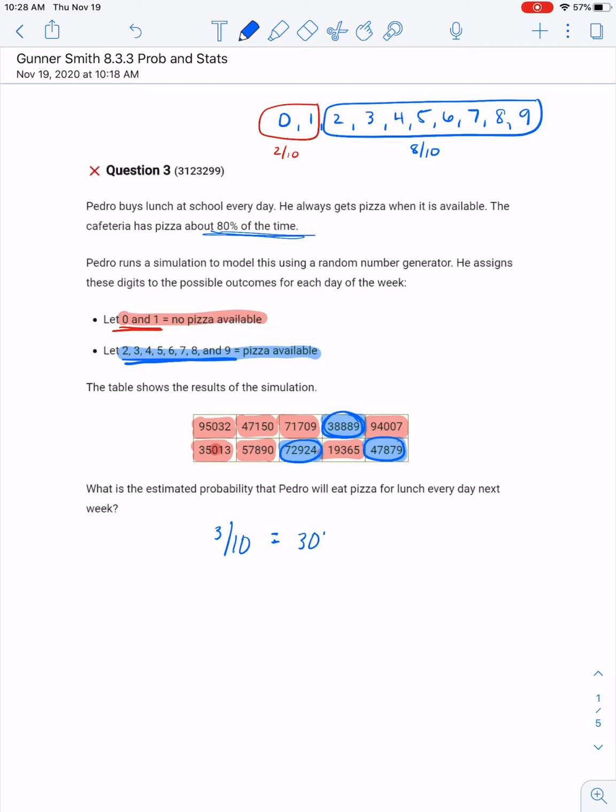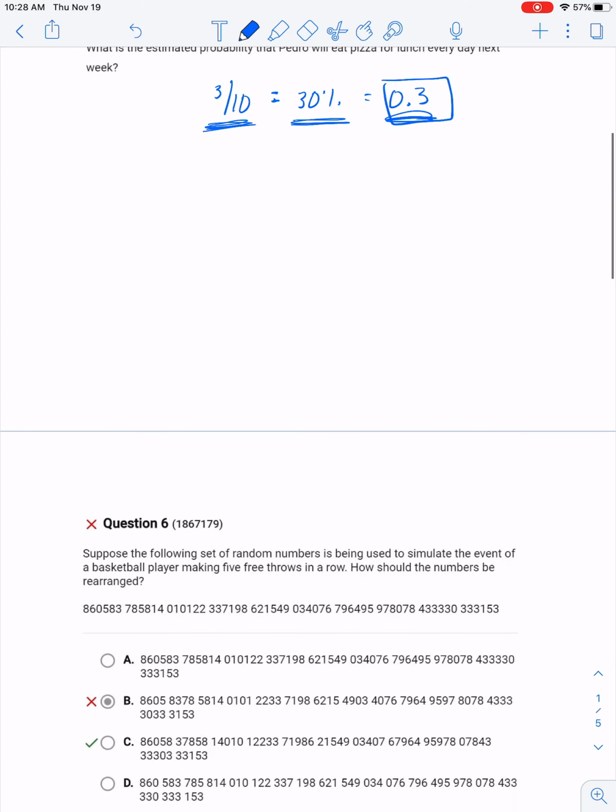That's also 30%. Or I think in this one, the answer is written as a decimal. So we can represent probability using a fraction, 3 out of 10, a percentage, which is 30%, or the decimal version, which is 0.3. Okay? All right, so that's your first one.